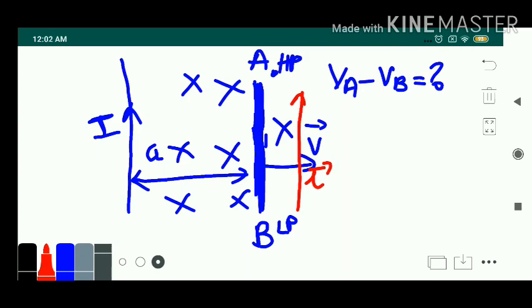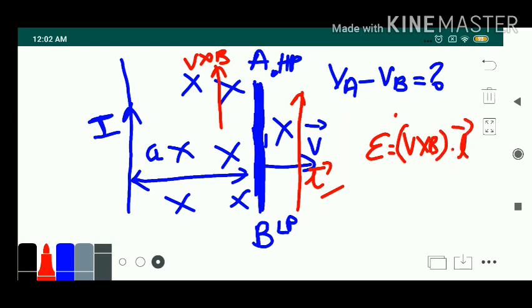So I'm just going to draw the rod. This is the direction of V cross B, this is the direction of the L vector, and this is the direction of B. So what is EMF? It is V cross B dot L. What is V cross B? It is at 90 degrees, so it is VBL, just like the previous cases.